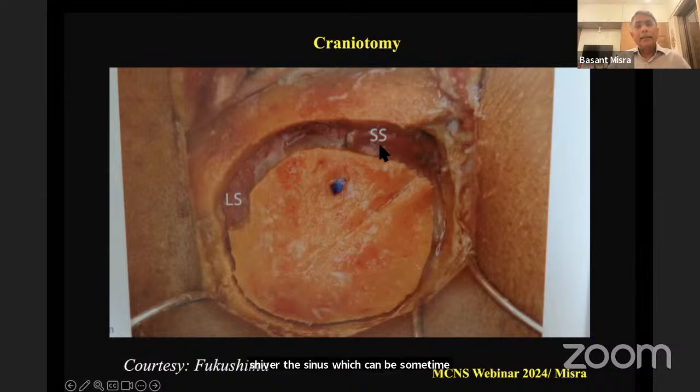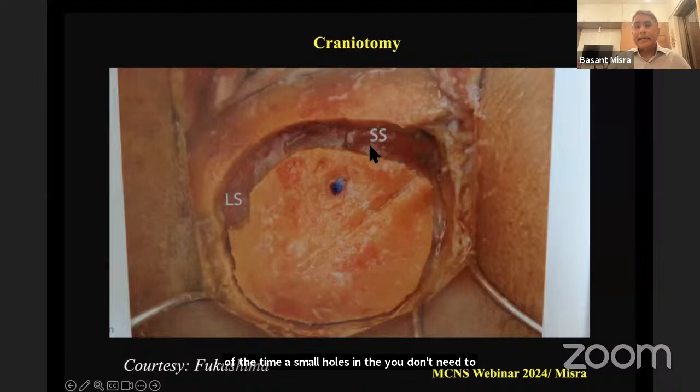Most of the time, with small holes in the sinus, you don't need to panic. You just need to put some gelfoam, a patty, and leave it there, and that takes care of it. In fact, in not a single patient have I had a problem where I had to suture it, or repair it, or put a graft. Some people have described it. It's not necessary unless it's completely severed, and then it's a disaster if it is the dominant sinus. The vertebral artery injury is a problem again.